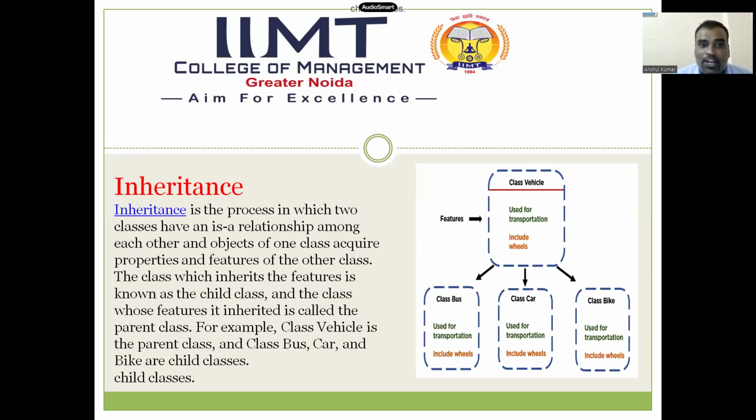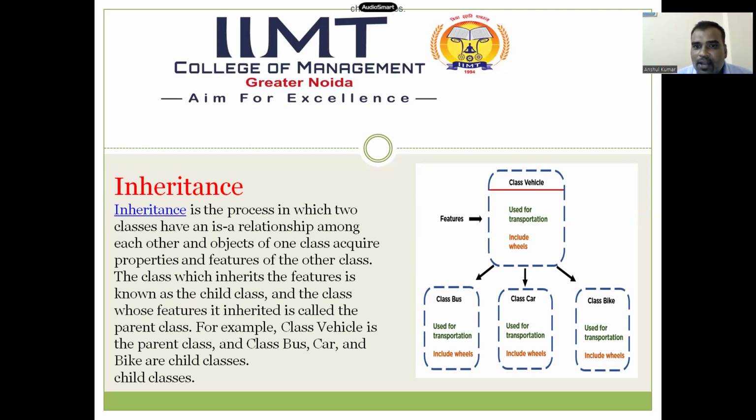What is inheritance? Inheritance is a process in which two classes have an is-a relationship with each other, and an object of one class acquires the properties and features of the other class. It has two terms: the first is the base class, and the other is the derived class. Many types of inheritance are present in C++ and other object-oriented programming languages like Java, PHP, and .NET technology.